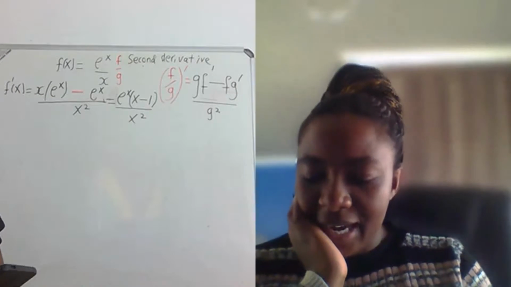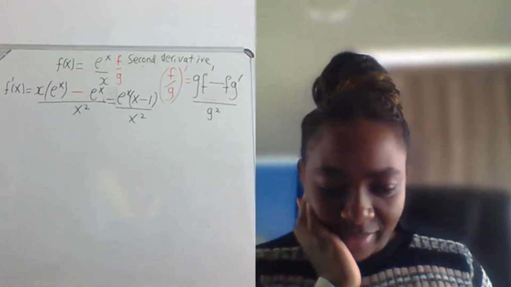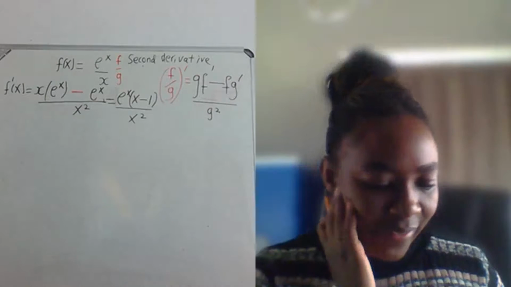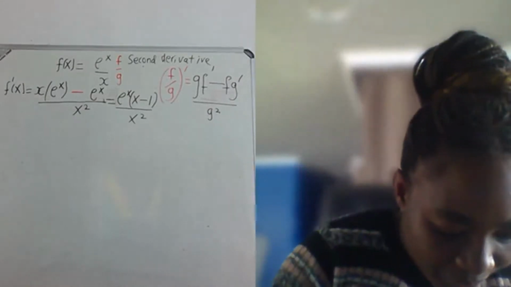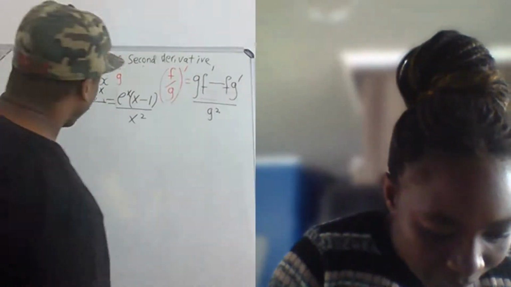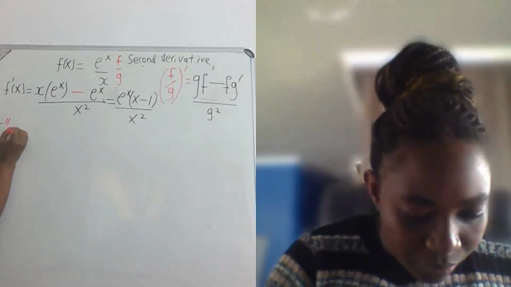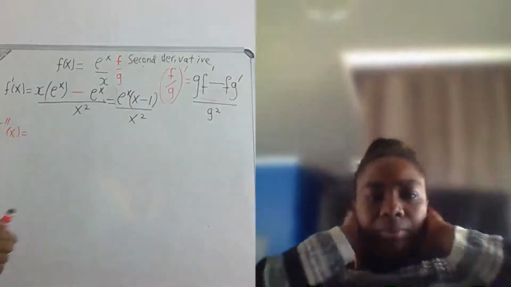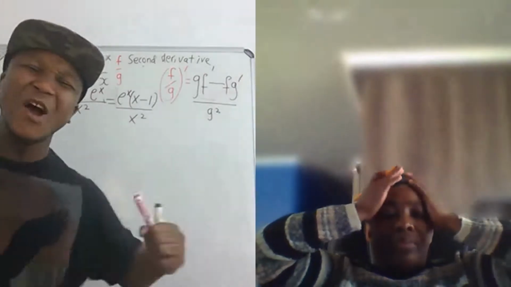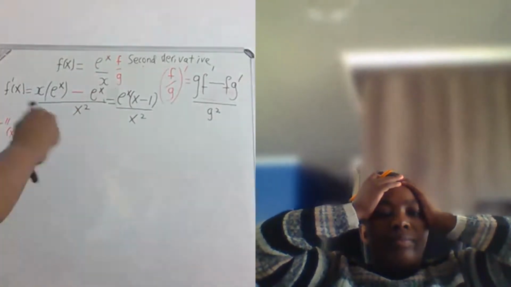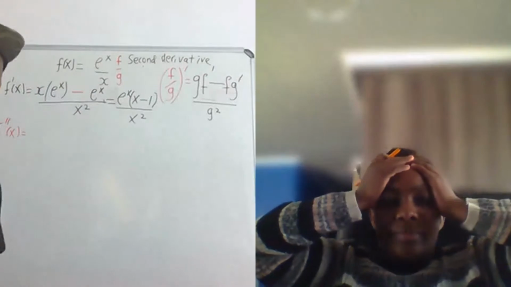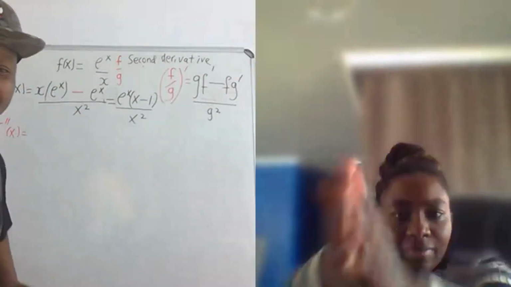Okay, now let's go. Let's find the second derivative. Second derivative, same thing. What is the constant now? The denominator is constant. What is that denominator? You do it for me so you're not going to forget. What is the constant here?